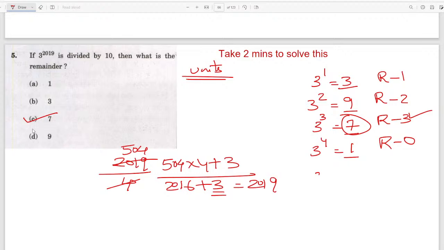I hope this is clear. If you have any doubts, you can ask. If there is no doubt, we'll move to the next question.